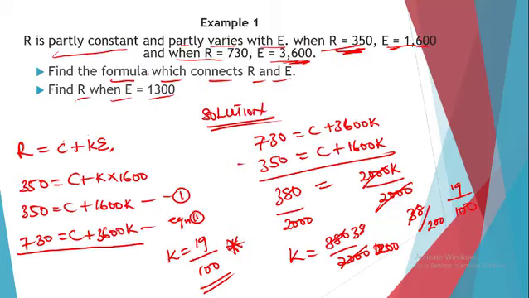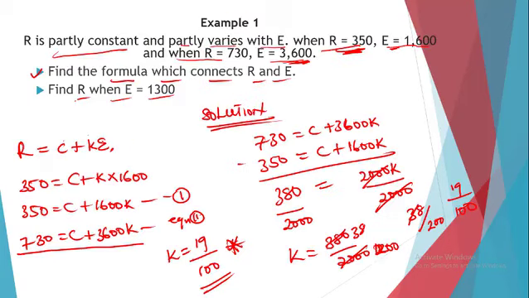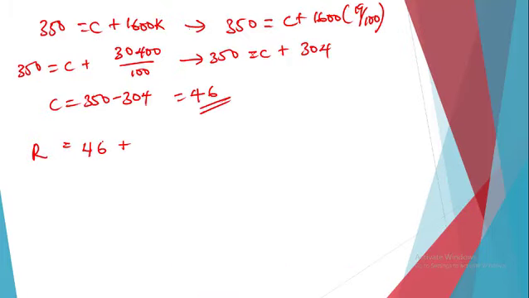And then in the question, A said we should find the formula which connects R and E. Now the formula that connects R and E is R equal to the value of C, which is 46, plus the value of K, which is 19 over 100, times E. So the value of E is unknown.